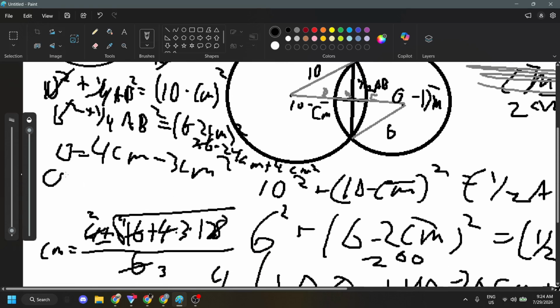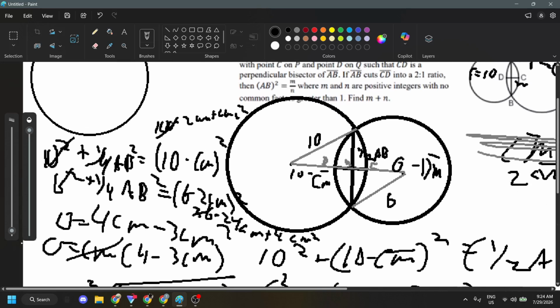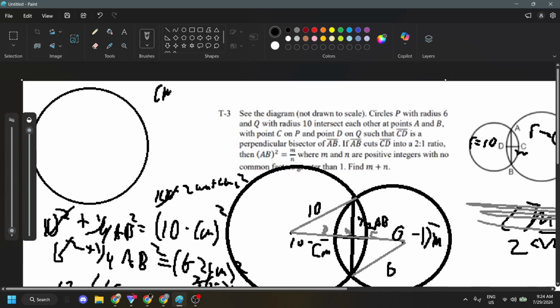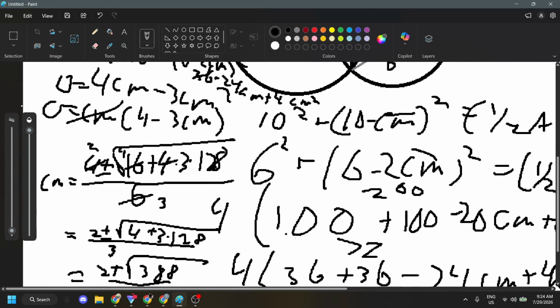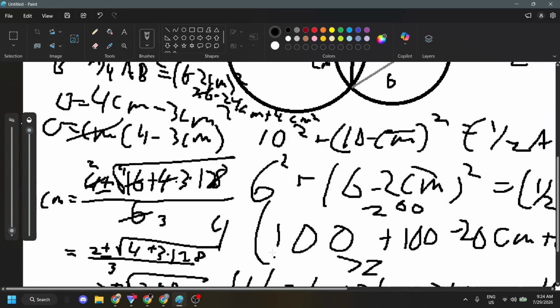So 0 is equal to cm times 4 minus 3 cm, so cm is not equal to 0, but cm is equal to 4 over 3. Cm is equal to 4 over 3. Okay, cool. Now we could just use this to find this.